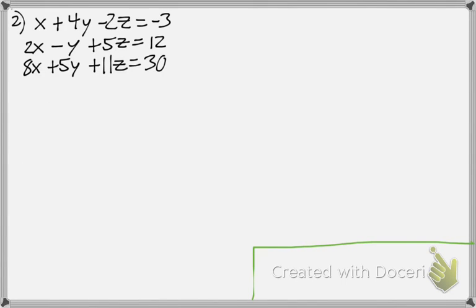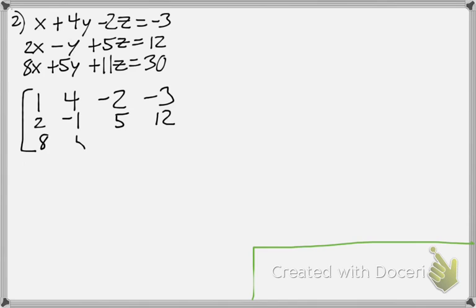With number 2, my first step is to express this as a matrix. So I'm going to copy down all of my coefficients, but I am not going to write any of the variables. Okay, so I need to get this into row echelon form.